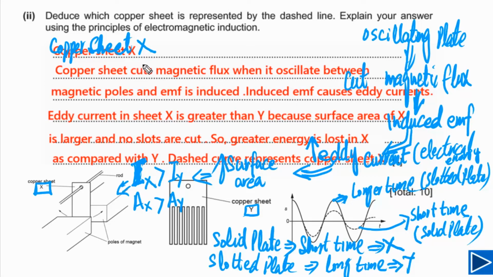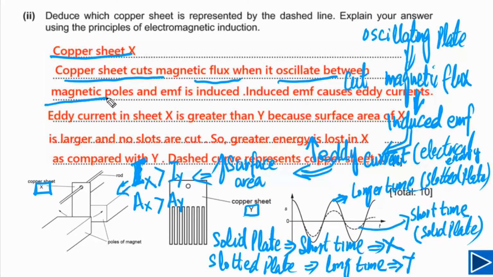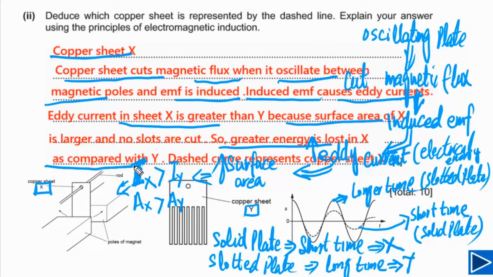First thing, you can say copper sheet X, as we have already written, you will get 1 mark. Copper sheet cuts magnetic flux when it oscillates between the magnetic poles, and EMF is induced. EMF induced will cause eddy currents, and eddy currents in X are greater because it has greater surface area. So greater energy is lost in X as compared with Y.